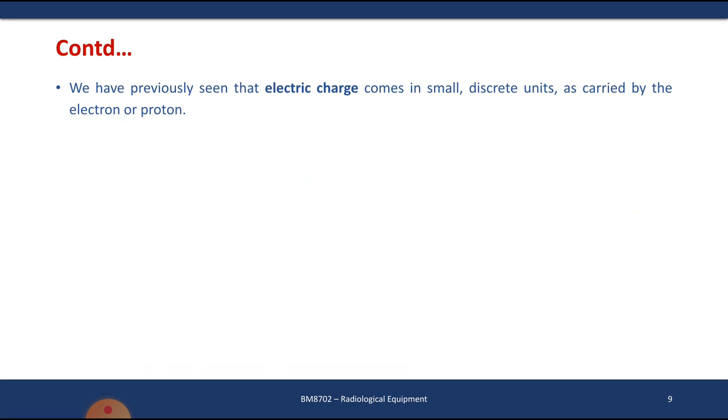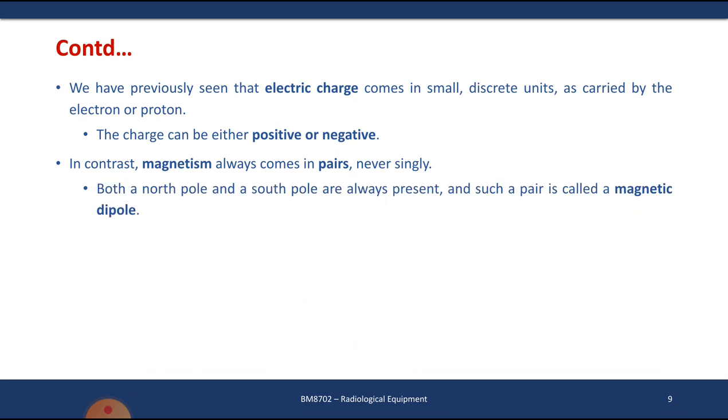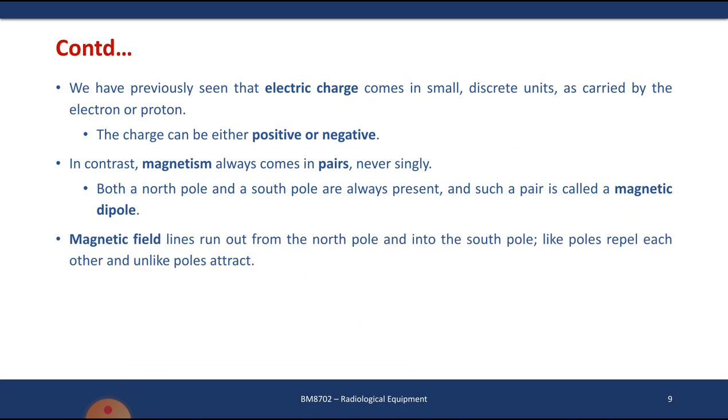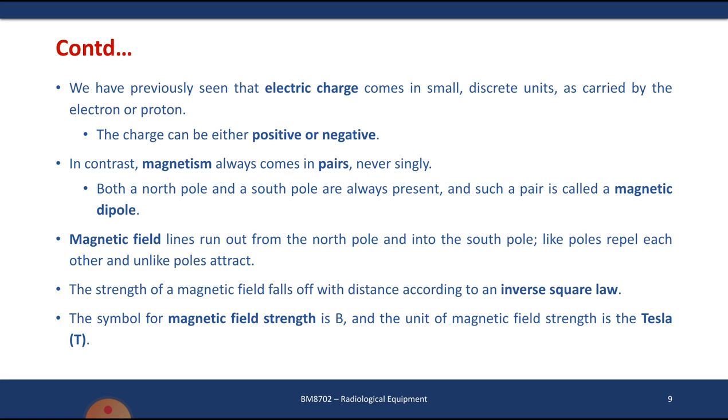And in continuation, the electric charge can be positive or negative, and magnetism always comes in pairs, so that's why we call it a magnetic dipole. And the magnetic field usually runs from north pole to south pole. And then the strength again follows the inverse square law, that is, the strength will be more when the distance is less, and the strength will be less when the distance is more. So that is the inverse square law. And the field strength is actually measured in Tesla.